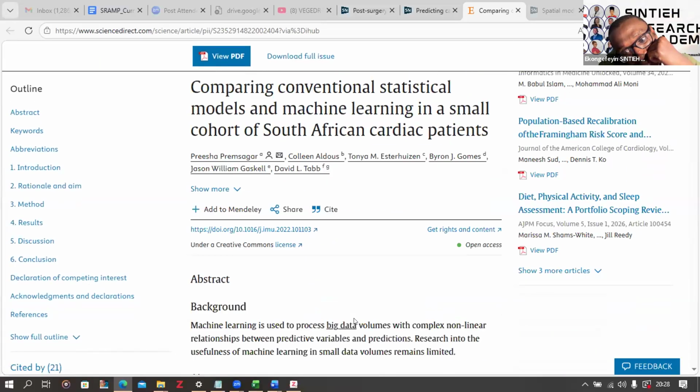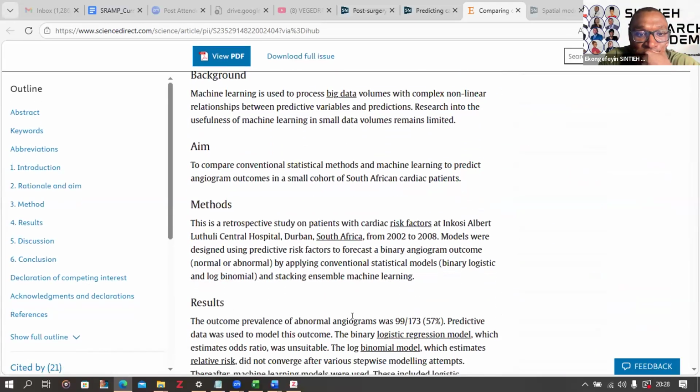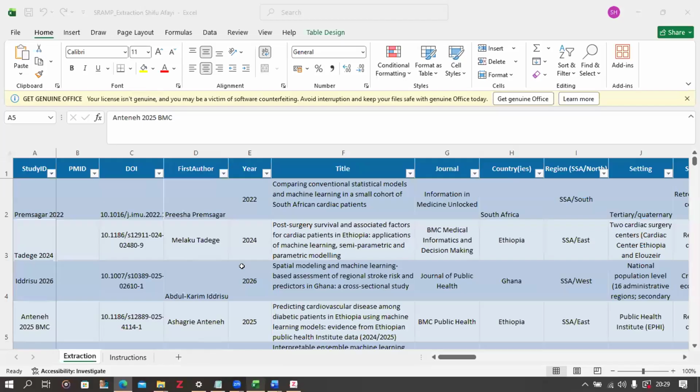Then I proceeded to my abstract, especially the method section, where I could get information about the study itself. So I already have the kind of study, which is a retrospective study, and the recruiting years, I think between 2002 and 2008. I have the settings already in my methods, which I just copied directly to my Excel file, which is here. So here, the first author, the year, and then the title.